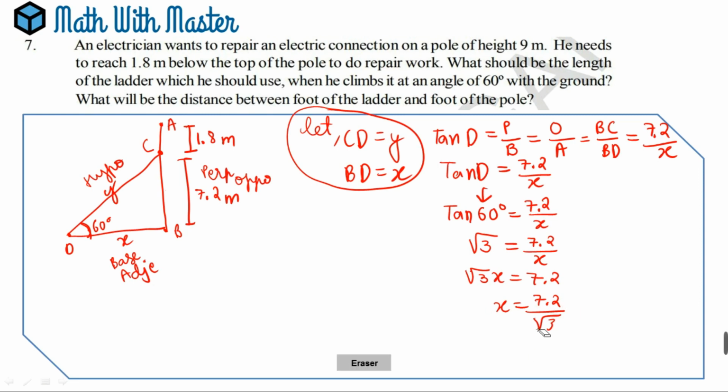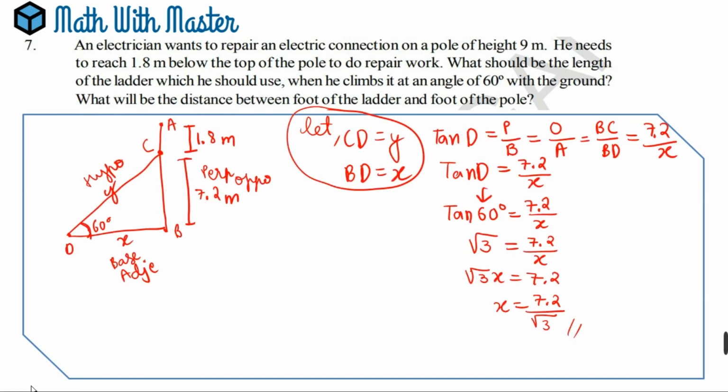Yes, this is the value of x. So this is the distance between the foot of pole to the foot of ladder. So what should be the length of ladder? So to find this, we should use the trigonometric ratio.